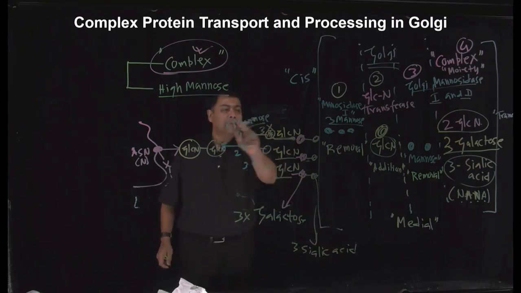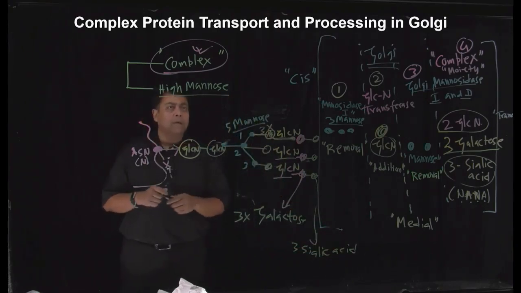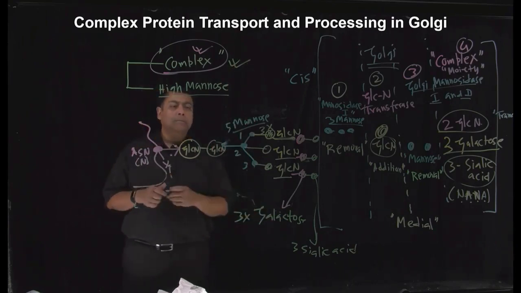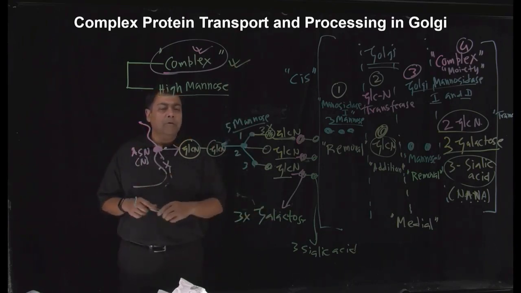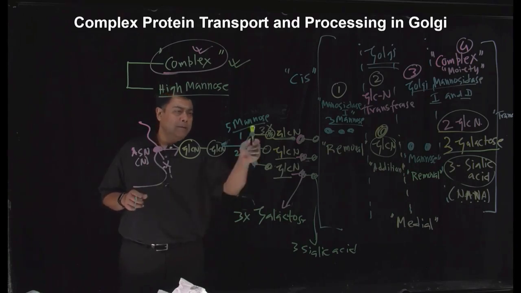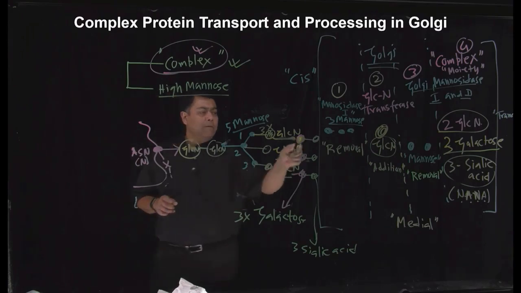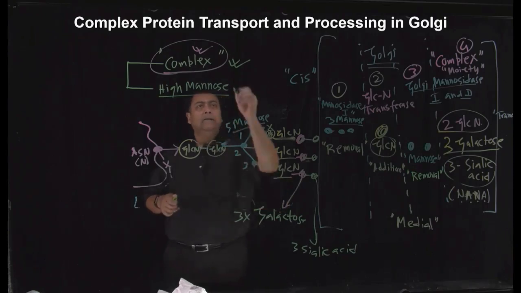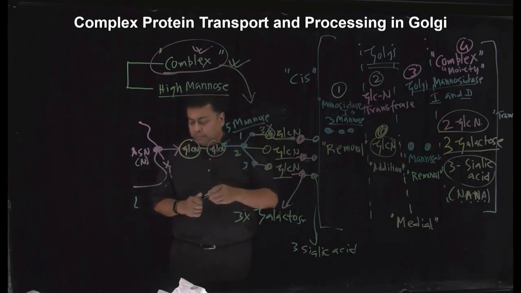So these will be the 3 sialic acids. That is basically the structure of your complex modification of your protein. You have 2 N-acetylglucosamine followed by 3 mannose, and to each of the mannose you will have 1 N-acetylglucosamine followed by 1 galactose followed by 1 sialic acid. Each one of them will have that, and this is basically your complex sugar.